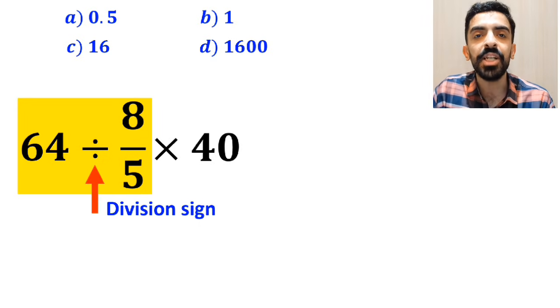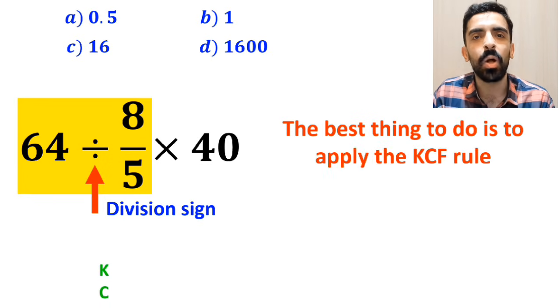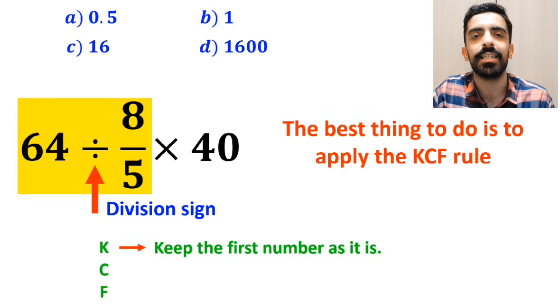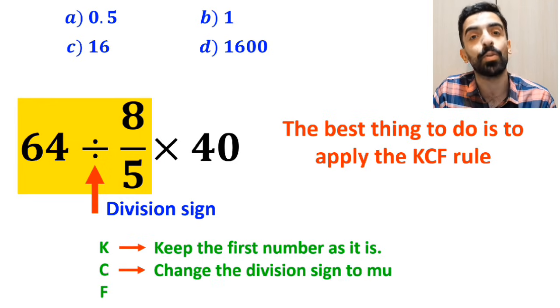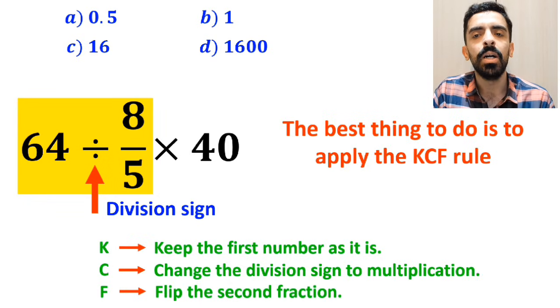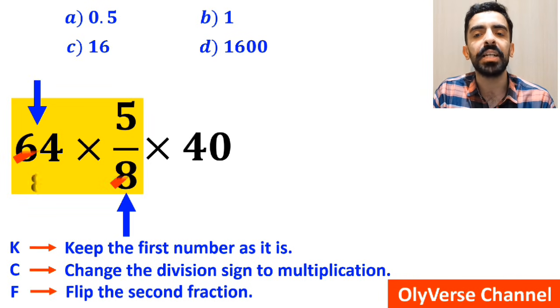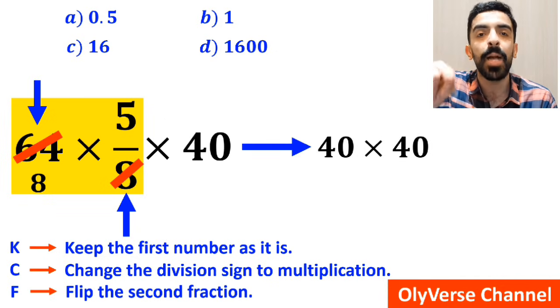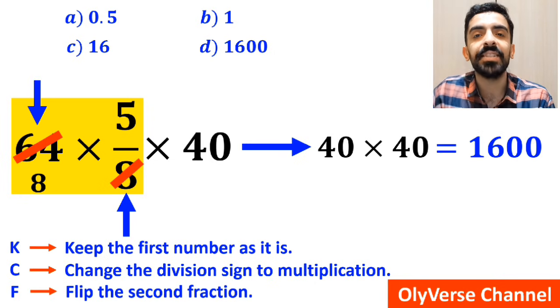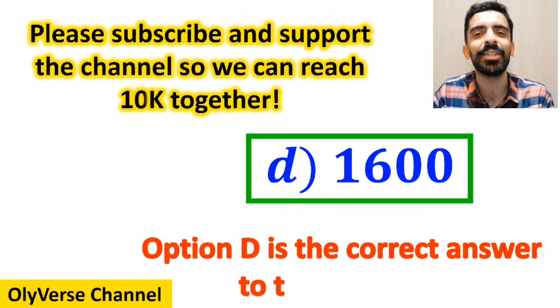Okay, whenever we see a division sign between two terms, the best thing to do is to apply the KCF rule. In this rule, K stands for keep the first number as it is, C stands for change the division sign to multiplication, and F stands for flip the second fraction. So, we remove the highlighted part and write this expression as 64 times 5 over 8 multiplied by 40. Now, we can easily simplify the number 64 with the 8 in the denominator, and instead of this expression, we can write 40 multiplied by 40, which finally gives us the answer 1600. Therefore, option D is the correct answer to this question.